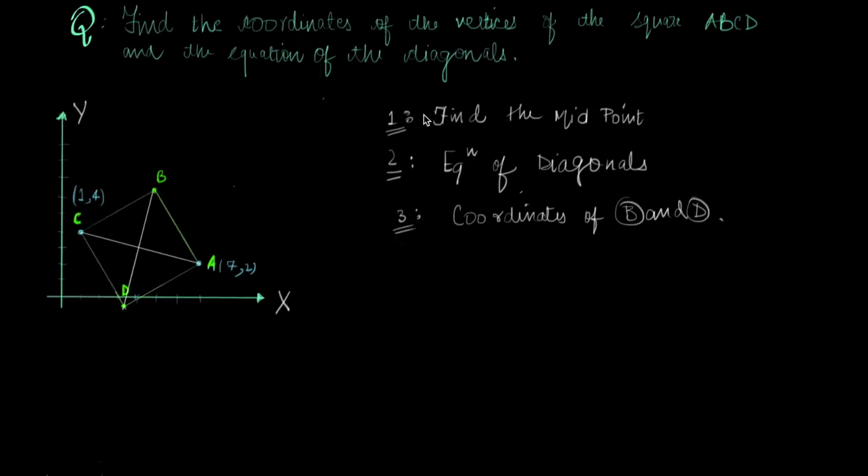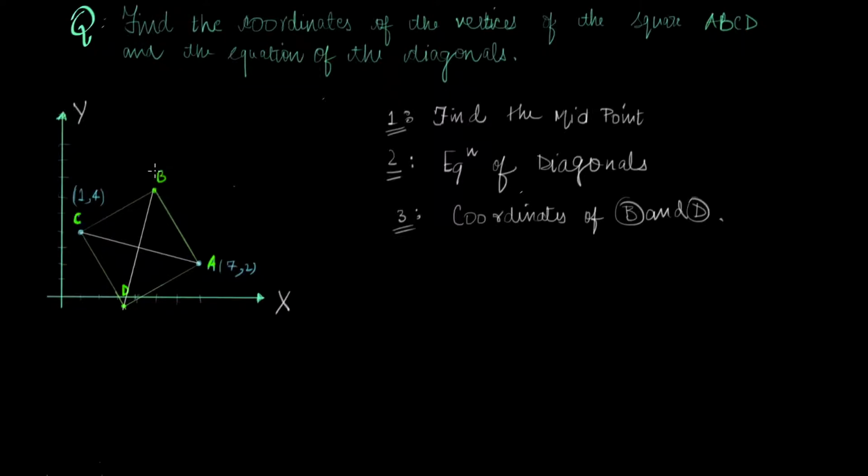So this question: find the coordinates of the vertices for square A, B, C, and D, and the equation of the diagonals. What we are given in this question are the coordinates of two of the points, A and C, two opposite points, as 7,2 and 1,4.